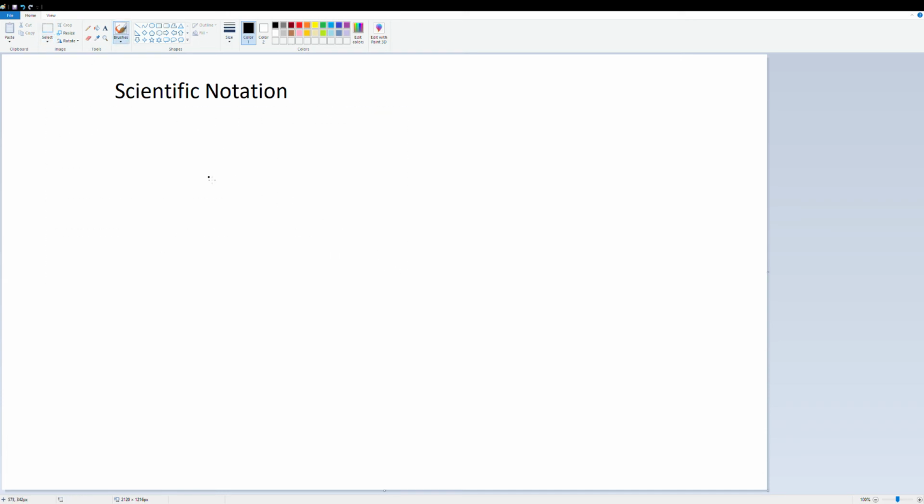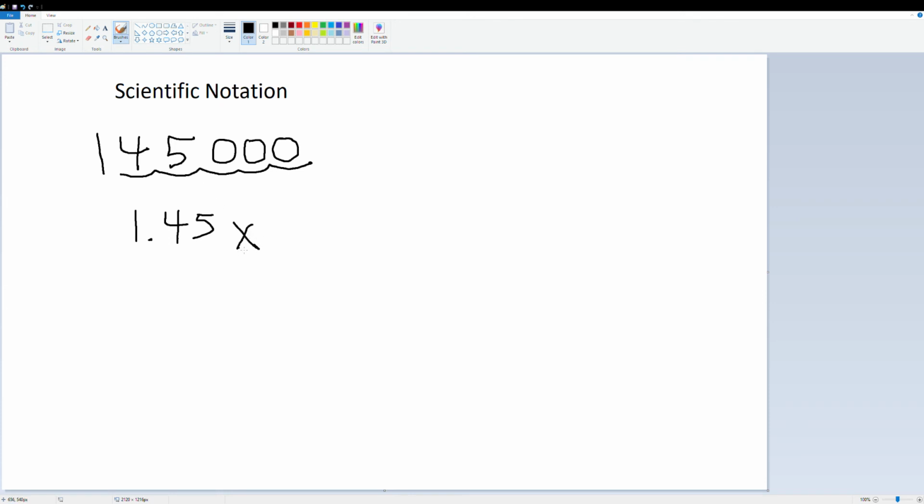We could take the number 145,000. So of course we write that 1, 4, 5, followed by 3 zeros: 145,000. Again, we know the decimal point is right here, and we need to move it all the way over between the 1 and the 4. So we're going to move it once, twice, 3 times, 4 times, 5 times. Move the decimal point over 5 times. So we know it's going to be 1 point, because the decimal point is here now, 4, 5, because we need to keep all the significant figures, times 10 to the power of 5. Simple as that.